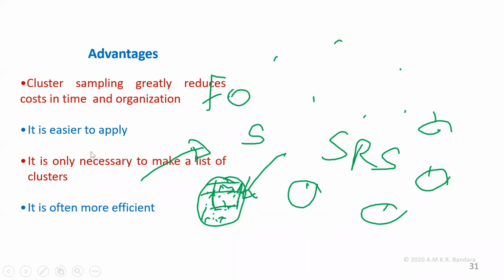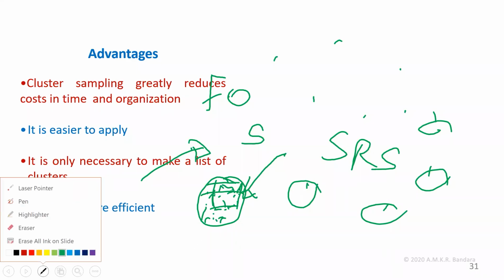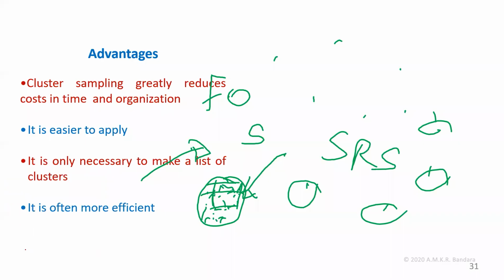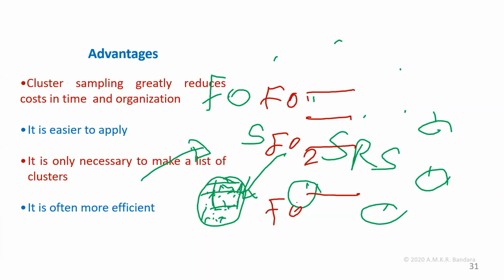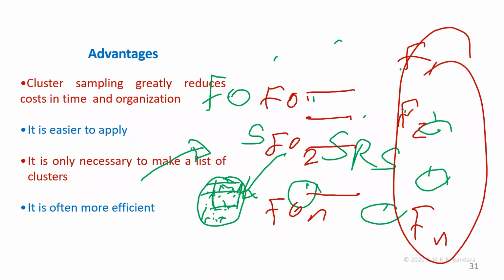Here another advantage is we don't need a list of farmers. We don't need a list of farmers. The only thing we need is a list of farmer organizations. Farmer organization 1, farmer organization 2, farmer organization n, likewise. We don't need farmer 1, farmer 2, farmer n. This list I don't need.